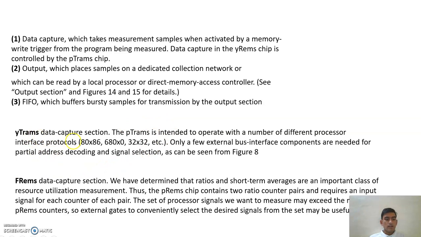So, PTRAM data capture. The PTRAM is intended to operate with a number of different processor interface protocols: 8086, 68000, 32032. Only a few external bus interface components are needed for partial address decoding in a single section.